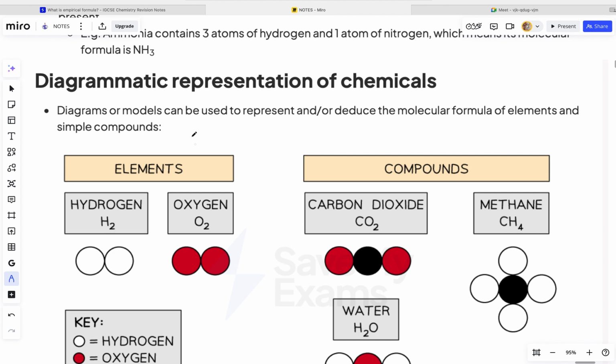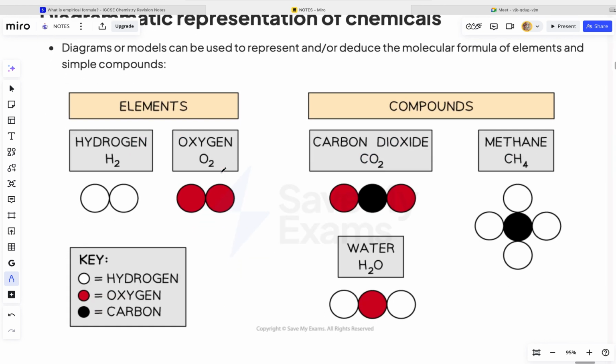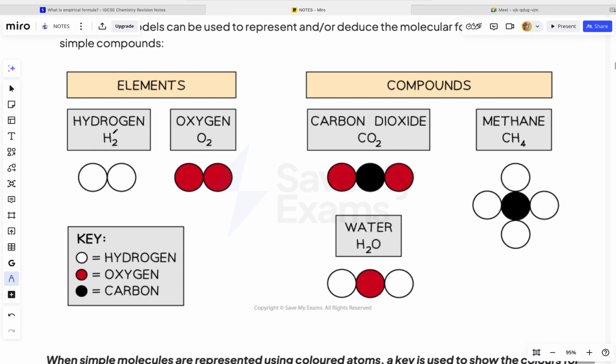The diagrammatical representation of chemicals. Now sometimes we use models, diagrams, drawings, and so on and so forth to represent or to deduce the molecular formulas of elements and also compounds, not only elements. So we look at that of elements, especially the atomic elements and the atomic compounds. Okay, for example, in the case of element, let's take a look at hydrogen. Hydrogen is diatomic, so for the diagram, you just draw one circle to represent one atom of hydrogen and another circle to represent the second atom of hydrogen.